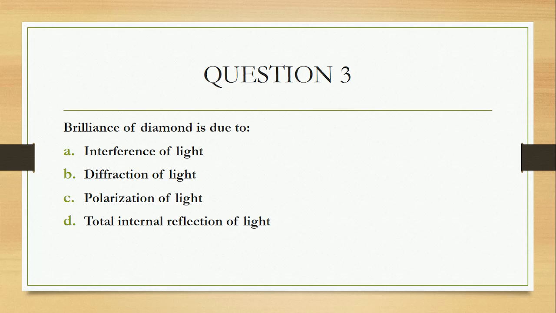Our next question is, brilliance of diamond is due to option A interference of light, option B diffraction of light, option C polarization of light, या फिर option D total internal reflection of light. And the correct option is option D, that is total internal reflection of light.